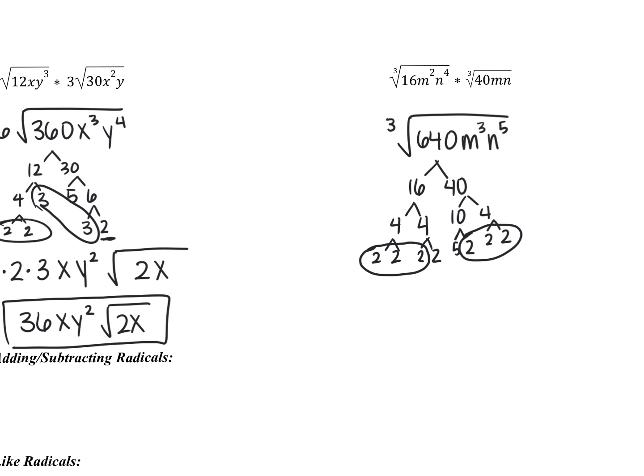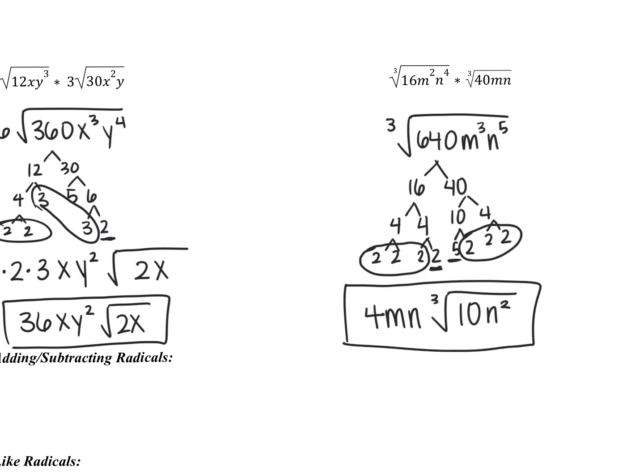So 2 times 2 on the outside is going to give me 4. m cubed has one group of 3 in it. n to the 5th also has one group of 3. So I have 4mn. Underneath the cube root, I have a 2 and a 5. They're going to multiply back together to give me 10. And then I'm going to have 2 n's left as well. So my fully simplified answer is 4mn cube root 10n squared.